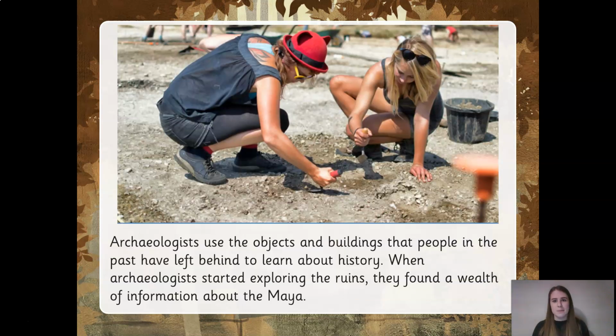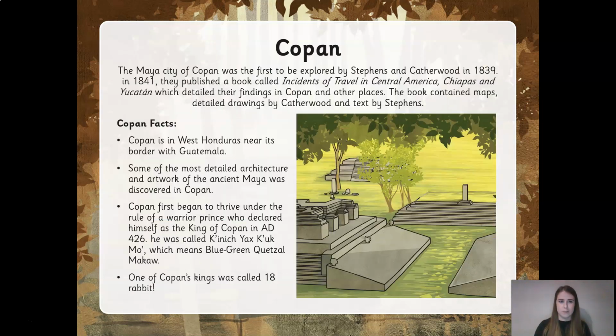Now we're going to have a recap of what an archaeologist is, because we looked at this in our last lesson. So we know that archaeologists will use different objects and buildings that they found that people from the past have left behind, and they use this to help have an understanding of the history. So when they start exploring these ruins, they actually found a wealth of information about the Maya. So they actually began to dig deeper into the Mayan civilization.